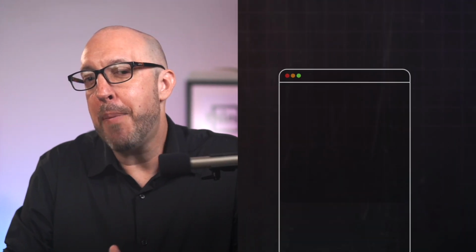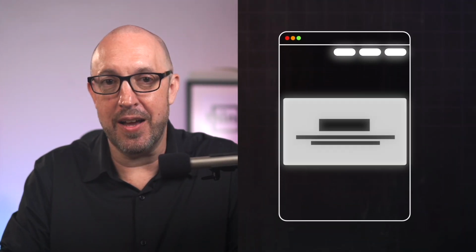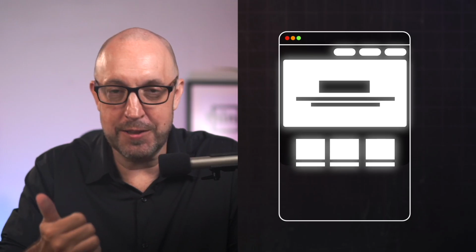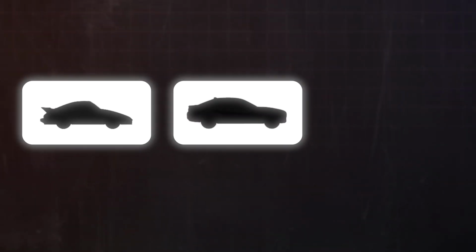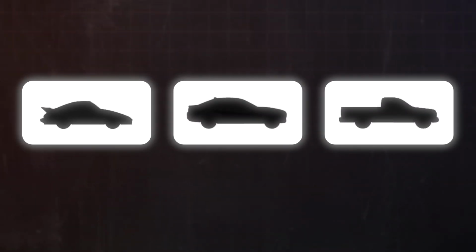The most important part about your landing page isn't the headline. It's not even the hero image, the testimonials, the reviews, the branding, or even the colors. It's the shape. Take a look at these three vehicles. Just by looking at their shape, you know already exactly what they are. You know this one's a sports car, this one's the family car, and this is the SUV.